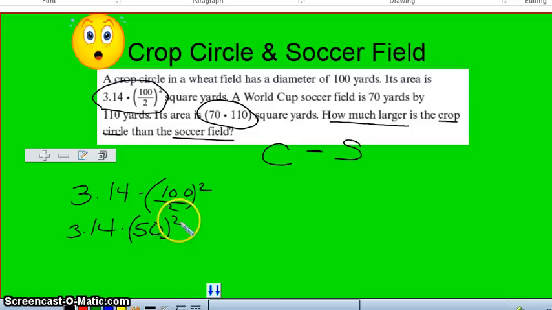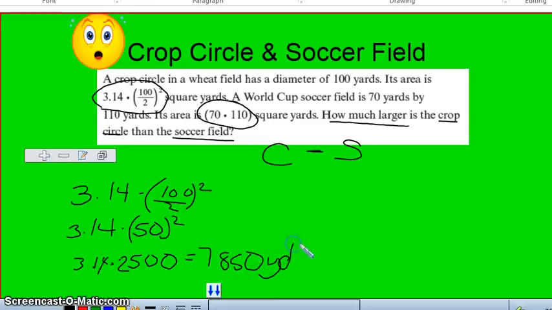Now, if I take 50 times 50, I'm going to get 2,500. And when I multiply that 2,500 by 3.14, I get 7,850 square yards. So yards squared. Okay, so here's the area of my crop circle.